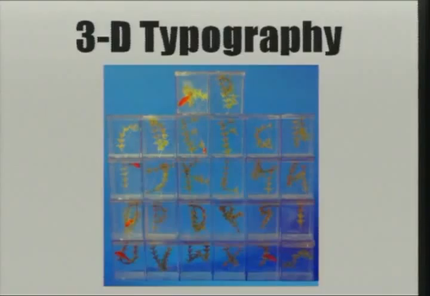This is a three-dimensional typeface that a girl in my class made with little cubes and fish and the little flower stuff that you put in there for the fish. What's cool about this is the fish swimming around in there. Not only is the way you look at it different, but the fish swimming around move the letter forms themselves, so the letter forms could look different if you come back later in the day.